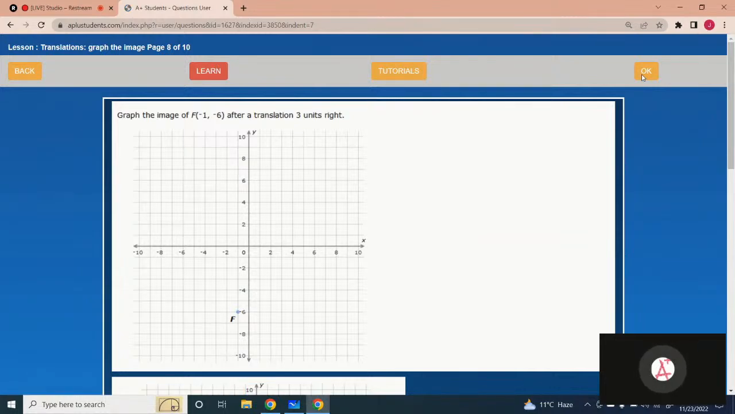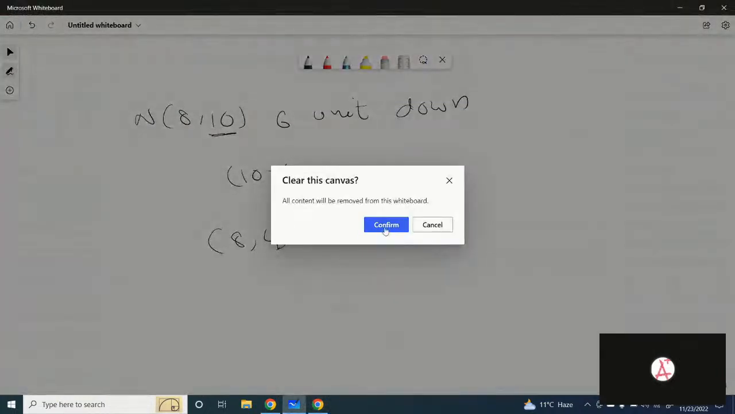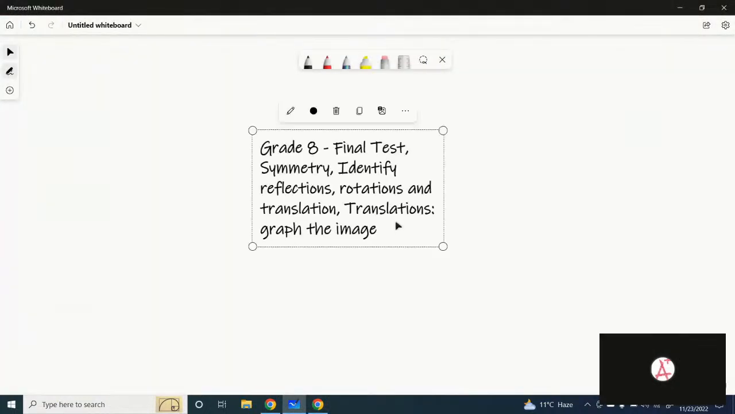So you can complete the test by yourself later today. So we have covered 4 of the topics today. They are final test from the chapter problem solving. Then we've started the chapter transformations and congruence. We did the topic symmetry, identify reflections, rotations, and translations. Then we have started the new topic translations, graph the image.